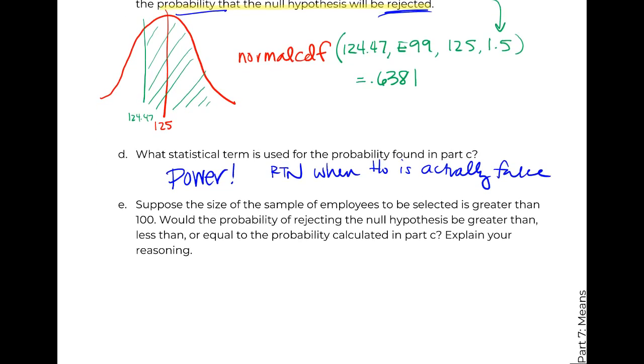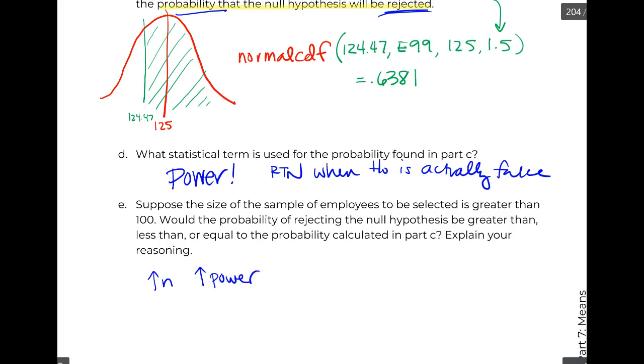And then part E says, suppose the size of the sample of employees to be selected is greater than 100. Would the probability of rejecting the null hypothesis be greater than, less than, or equal to the probability calculated in C? Explain your reasoning. So what happens as we increase our N? Just thinking really simply, we'd probably think if we increase our sample size, we're going to be more likely to reject the null because that's what we want, right? And as we increase sample size, good things happen, like power increasing. So that's a very basic way to say it. We know, as you increase your sample size, your power will go up.